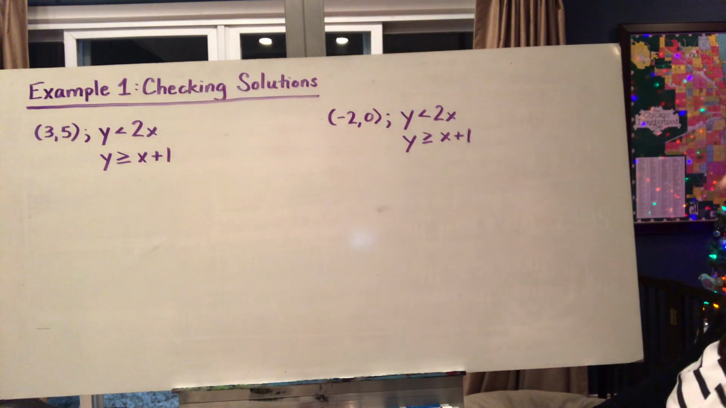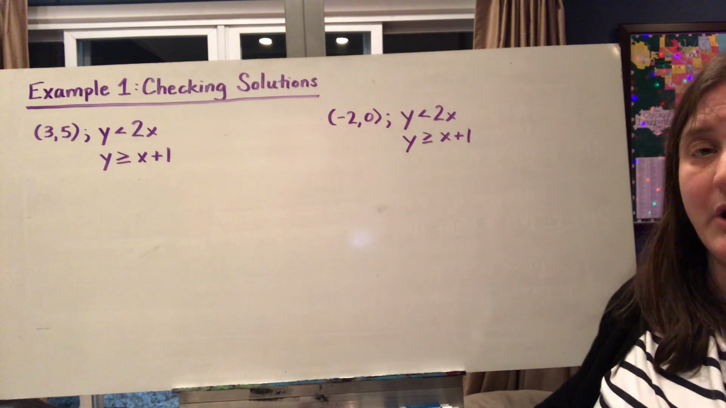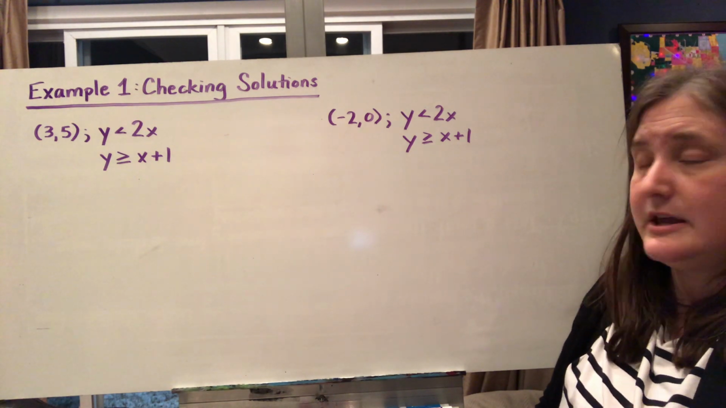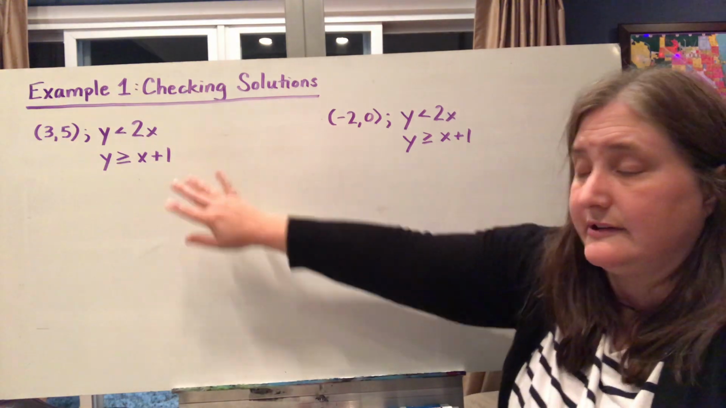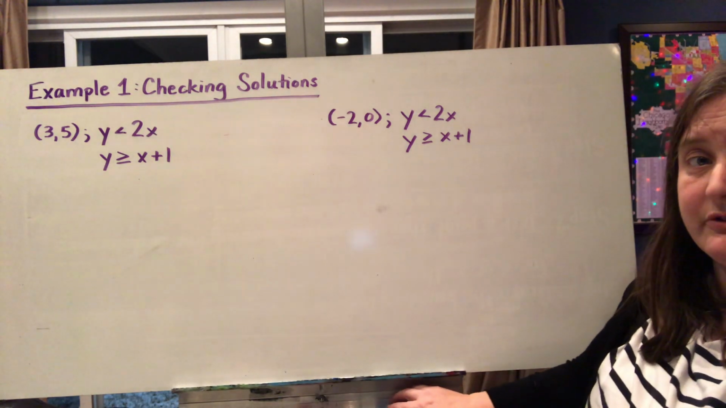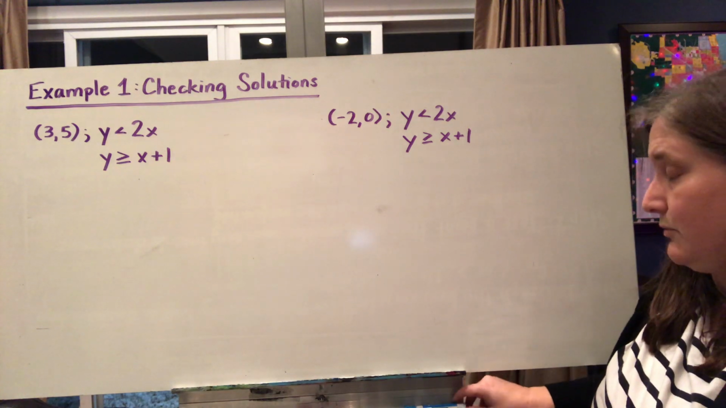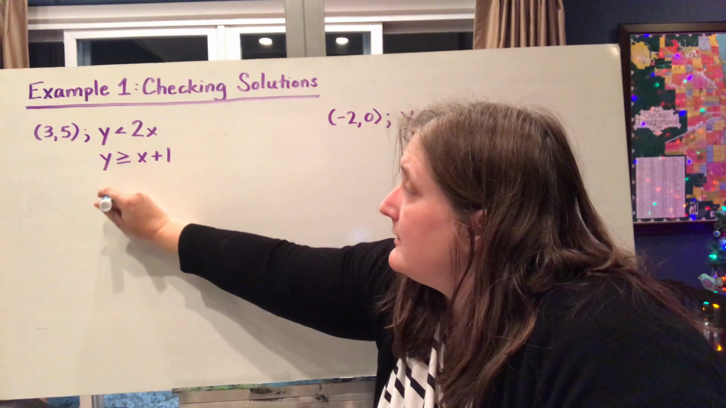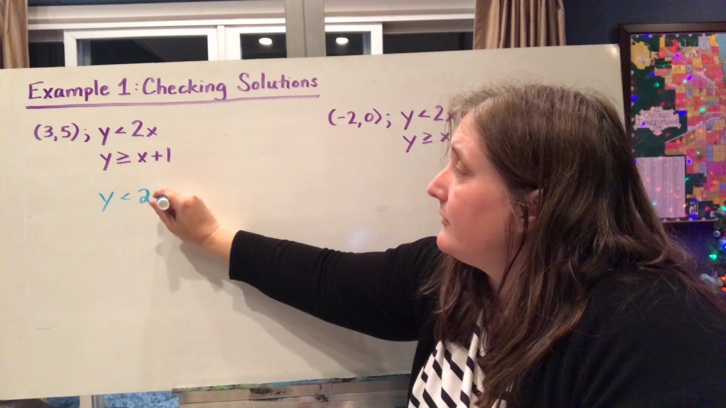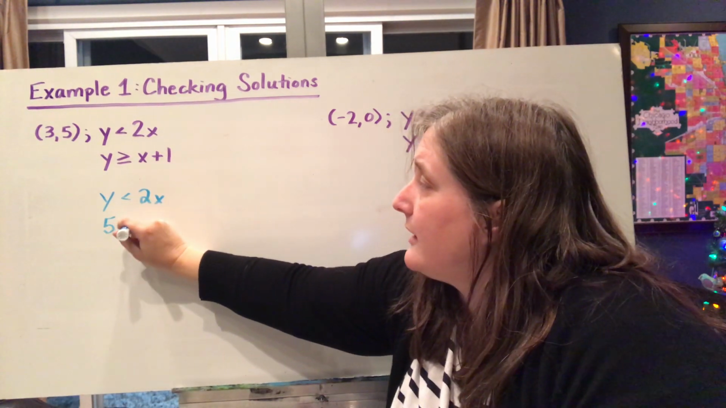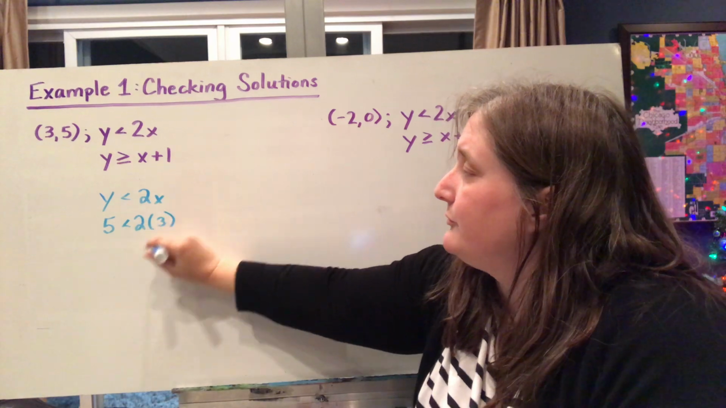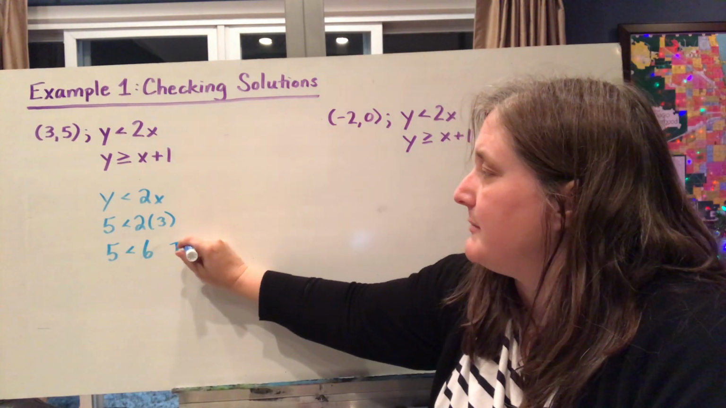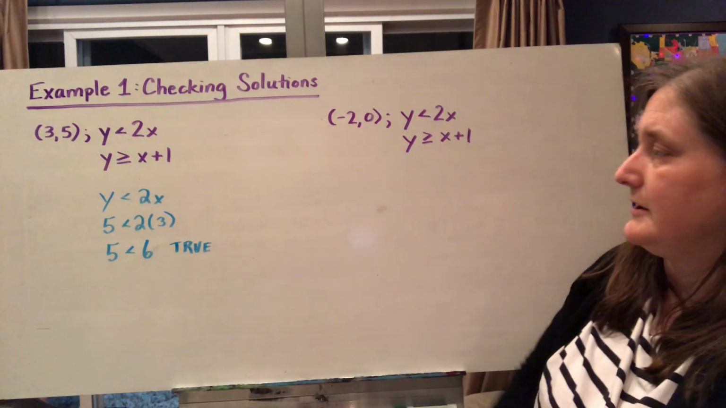So the first thing we want to do is check some solutions of inequalities and see if they work. So here we have the ordered pair 3, 5, and I want to know if it works as a solution for this system. In order for it to work for the entire system, it must be true in both inequalities. So let's start with y is less than 2x. So for y, I'm plugging in 5, and for x, I'm plugging in 3. 2 times 3 gives us 6. 5 is less than 6 is actually a true statement. So let's move on to our next inequality.